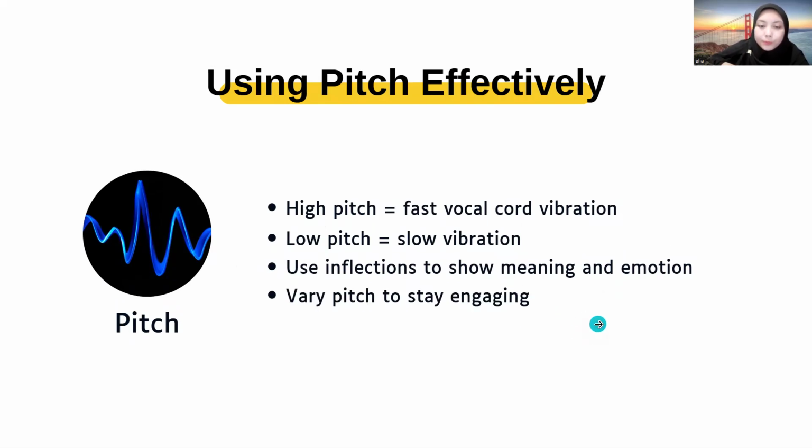You can vary your pitch to match the emotion, emphasis, and meaning of your words. This will keep your audience engaged and help your message land more effectively.